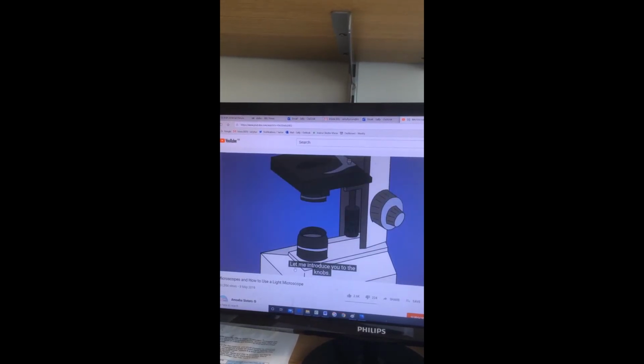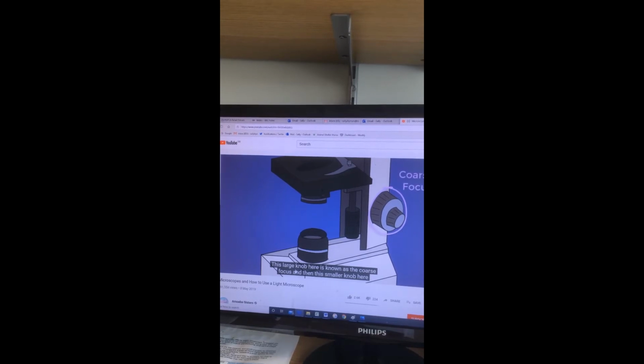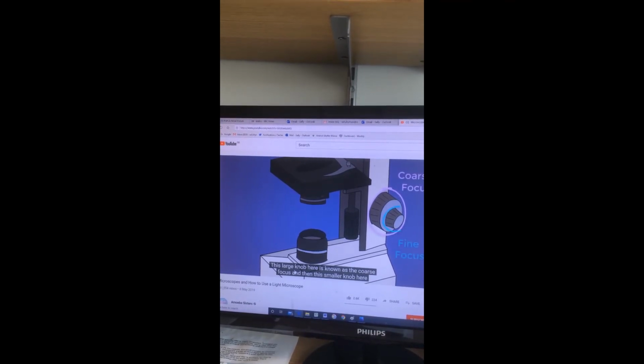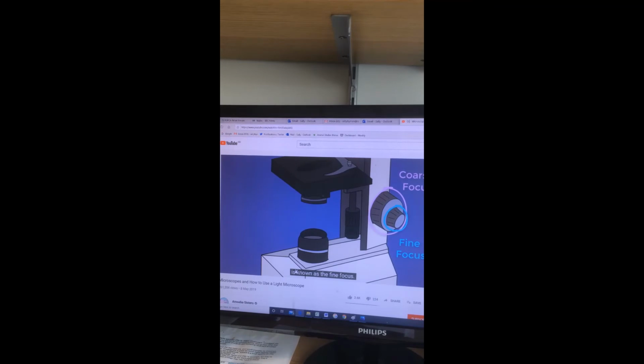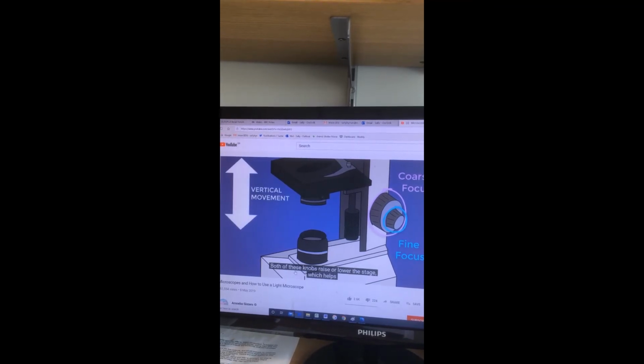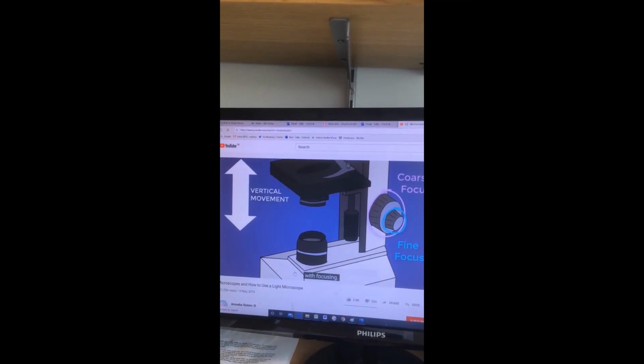Now you'll also notice there's a lot of knobs here. Let me introduce you to the knobs. This large knob here is known as the coarse focus, and then this smaller knob here is known as the fine focus. Both of these knobs raise or lower the stage, which helps with focusing.